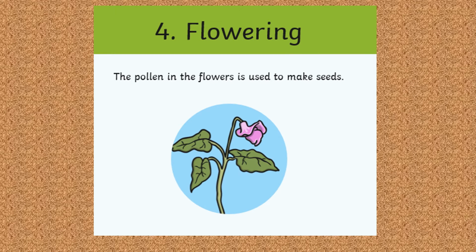Stage 4 of the plant is when the plant is flowering. So the pollen in the flowers will be used to make the seeds. Once the leaves are photosynthesizing and creating food, it creates enough energy to make a flower. This flower is going to be the next part for the generation of this plant.